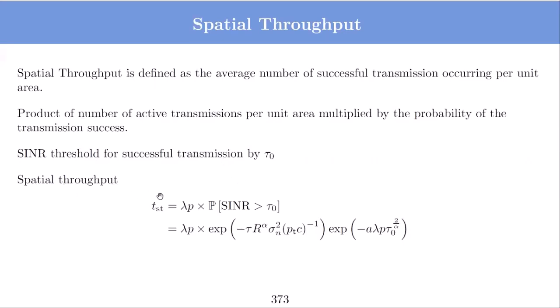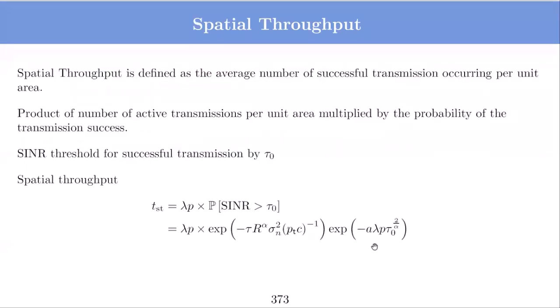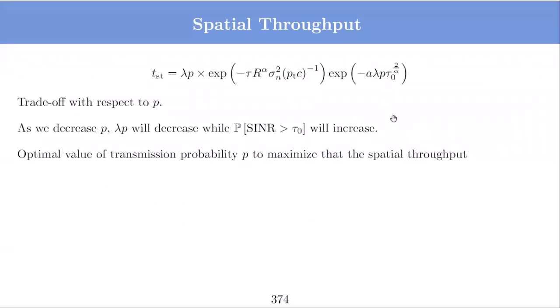So let's assume a successful transmission requires an SINR threshold of T naught. In that case, the spatial throughput is given as the density, which is lambda p, multiplied by the probability that SINR is more than T naught, which is given by this. What you want is to make sure this spatial throughput is maximum. You can see that with p, this will of course increase; if you decrease p, this will increase but that will decrease. So there's a trade-off here.